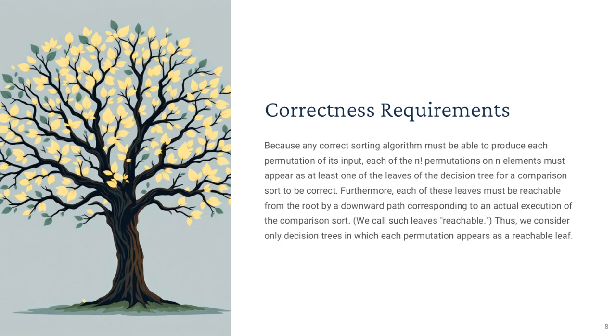To derive this lower bound, we consider the fact that a binary tree of height h has at most 2 to the power of h leaves. Since there are n factorial permutations, the tree must satisfy the inequality n factorial less than or equal to 2 to the power of h. Taking logarithms, we find h greater than or equal to log of n factorial. By applying Stirling's approximation, which states that log of n factorial grows asymptotically as n log n, we establish the lower bound of omega of n log n comparisons.